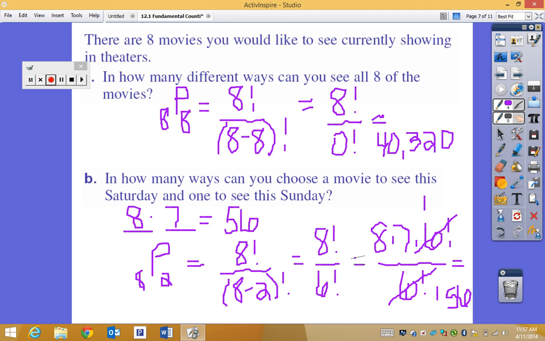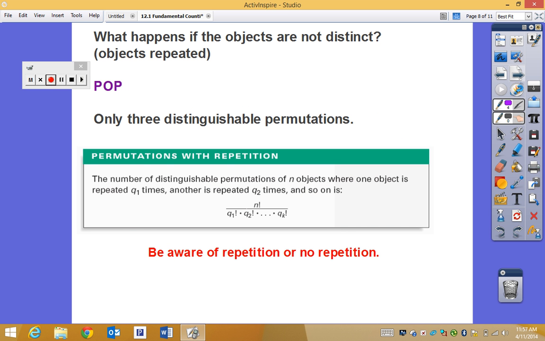Okay, now the next thing we need to talk about is what happens if objects are not distinct. In other words, they're repeated. For example, the word pop, P-O-P. How many different ways can I arrange the letters of pop so that I get distinguishable patterns, where they do not have the same ones?